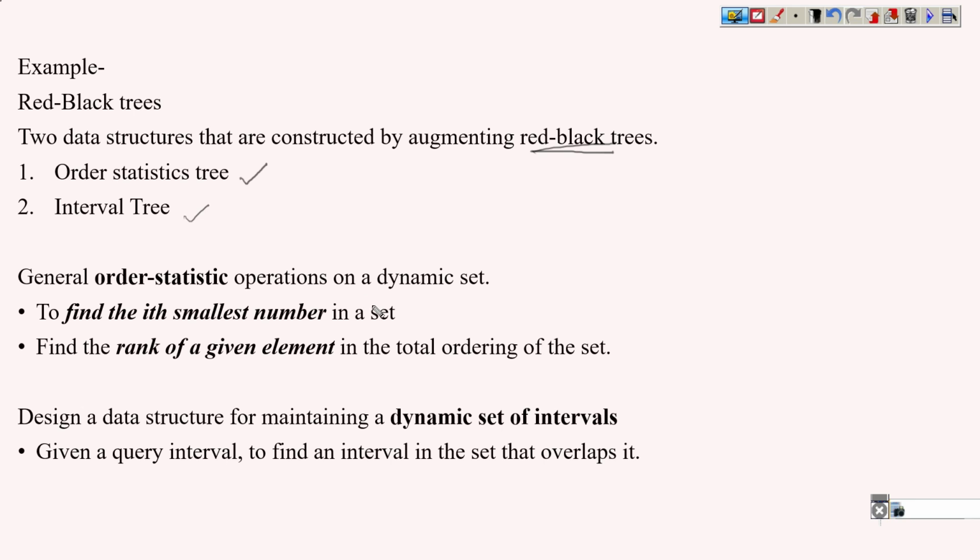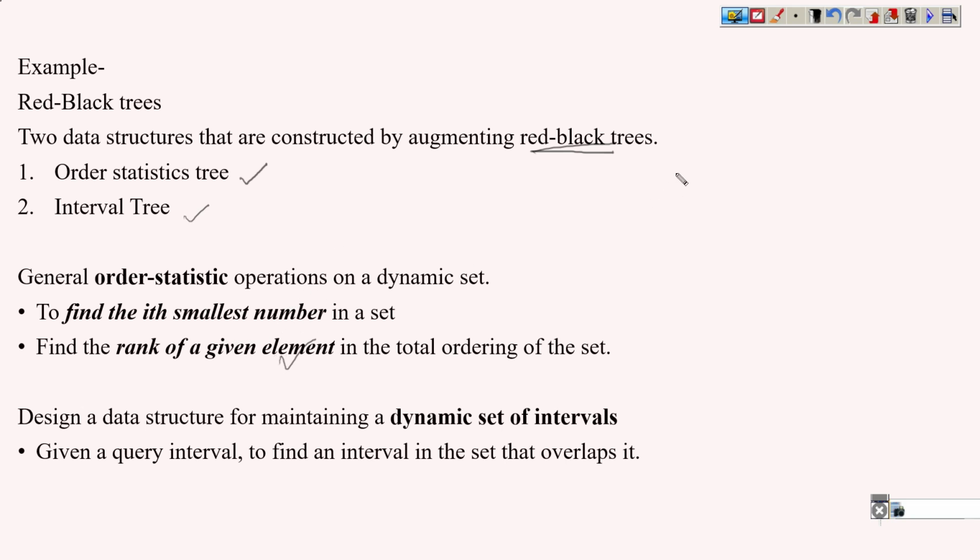That allows us to get some information. In this order statistics tree, we can easily find out the rank of any element. So the rank of a given element can be easily found out. Also, we can find out the ith smallest element in the given tree.